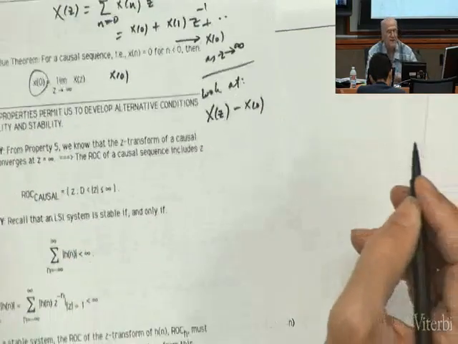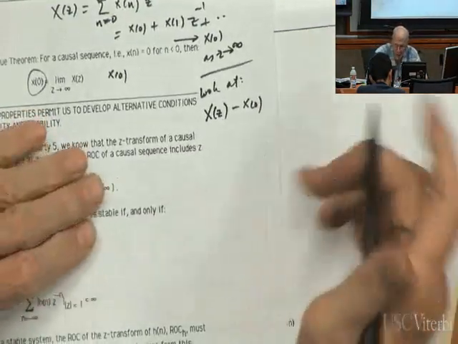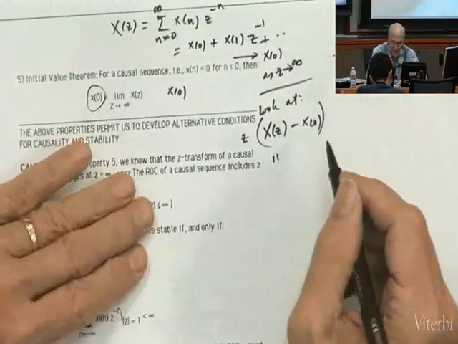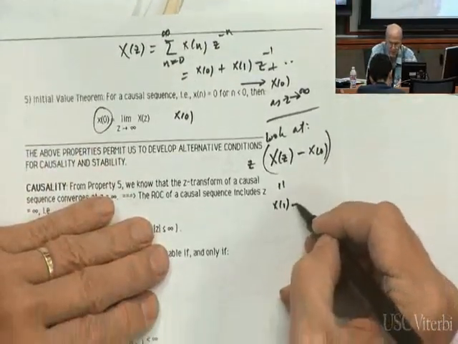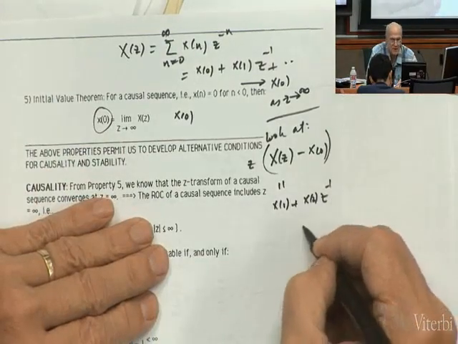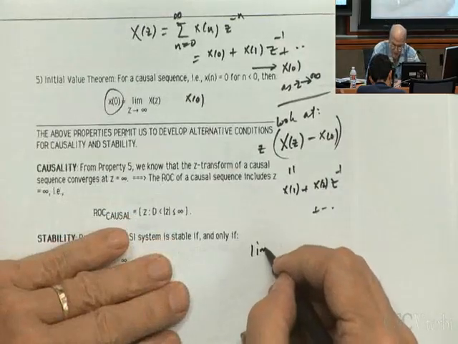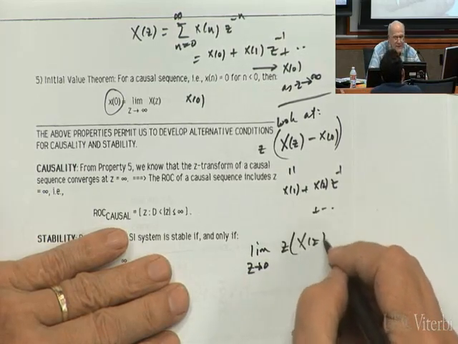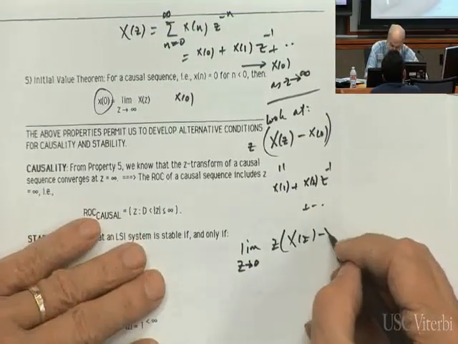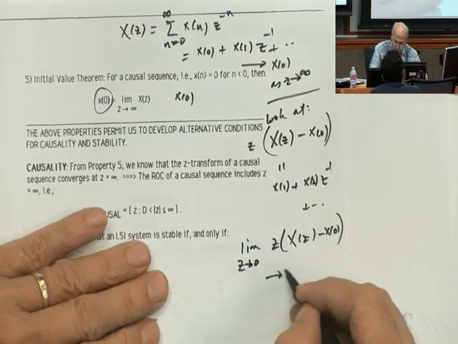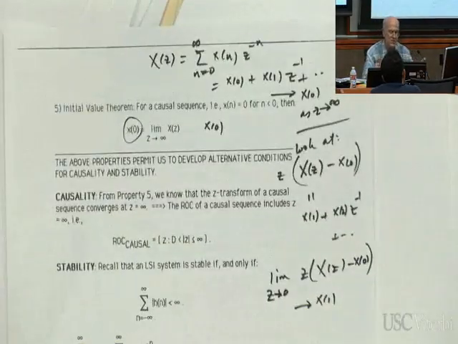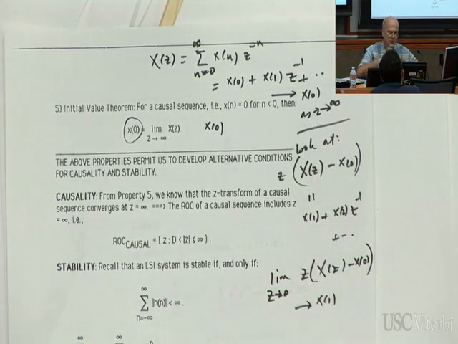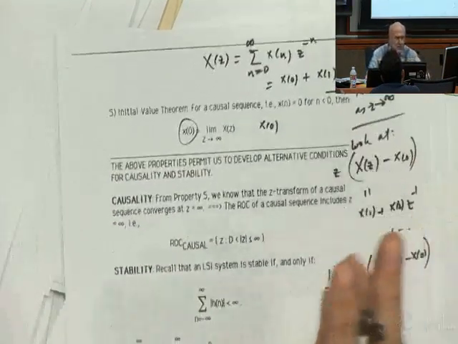Look at that. Multiply that by z. Look at this. What is that equal to? Well, that's going to be x of 1 plus x of 2 times z to the minus 1, dot, dot, dot. So if you look at the limit as z goes to infinity, I think this is correct, double check me. Don't take anything I say, always verify. That goes to x of 1. So if it's causal, this is a very, very useful theorem if you just want to know the first couple of values of the sequence without going through MATLAB or anything else. Very useful little result.